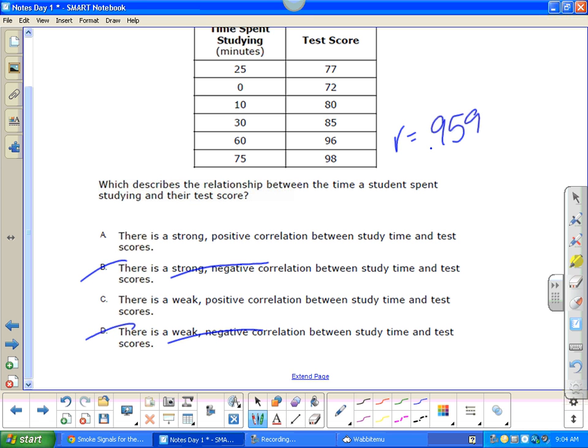Positive, are we strong or is that weak? And think about how close that is to a 1. And that is super, super, super strong. So we're going with strong, not weak.